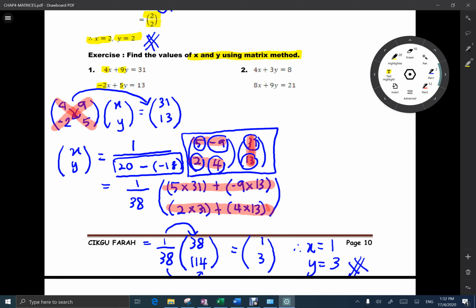So you guys dah tahu ada tiga cara lah. Okay, how to solve simultaneous equation. One by using elimination, second by using substitution, and the third one by using matrix method. Okay, boleh? Now, we try to do question number 2. Now, let me erase this first.